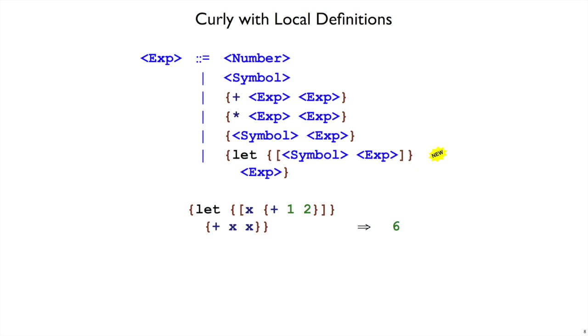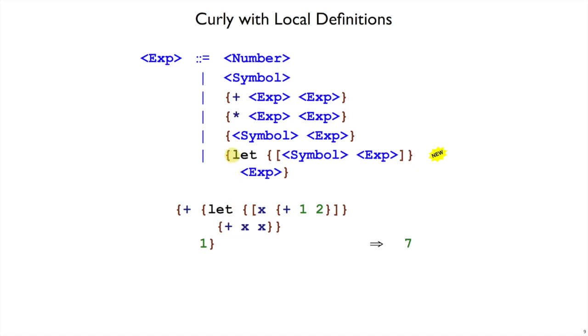For example, when I write let x be plus 1, 2, and plus x x, the intent is that 1 plus 2 becomes 3, and x means 3 from now on. And so when I do plus x x, that turns into plus 3, 3, or 6. Let is in the expression grammar, which means it can show up inside of a plus or a times. So if I do plus let x plus 1, 2, plus x x, this thing we saw should evaluate to 6, so the whole plus expression should evaluate to 7.